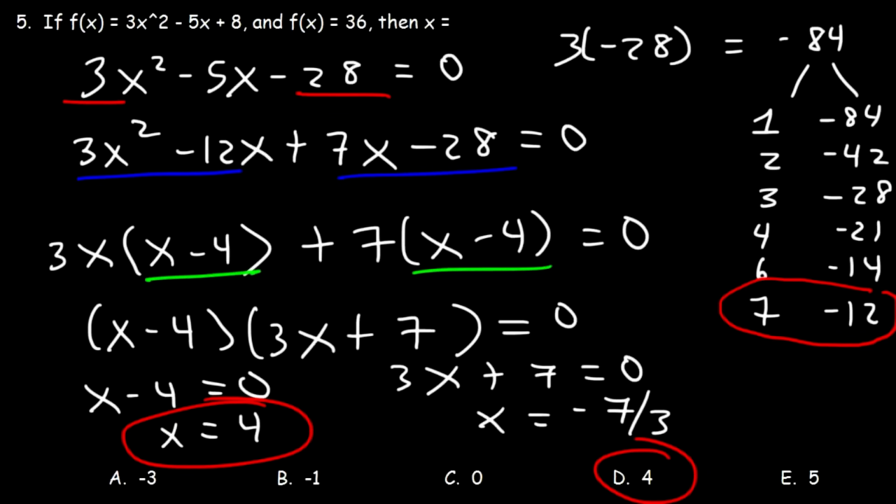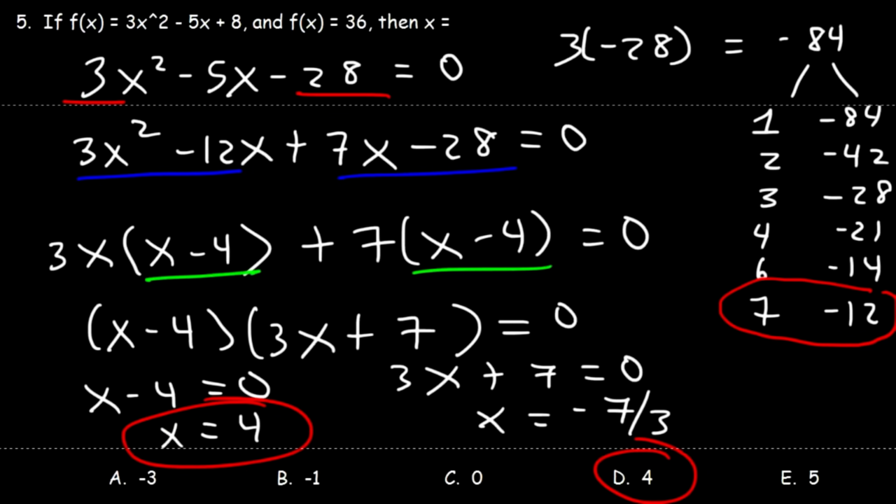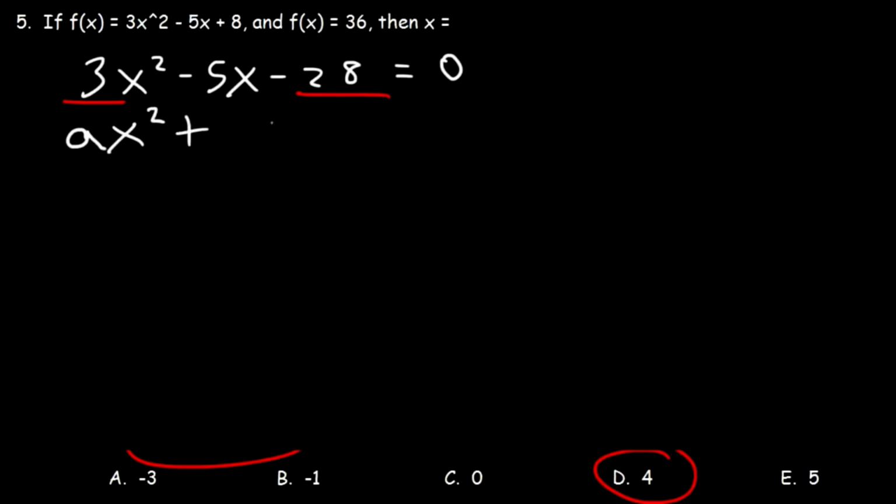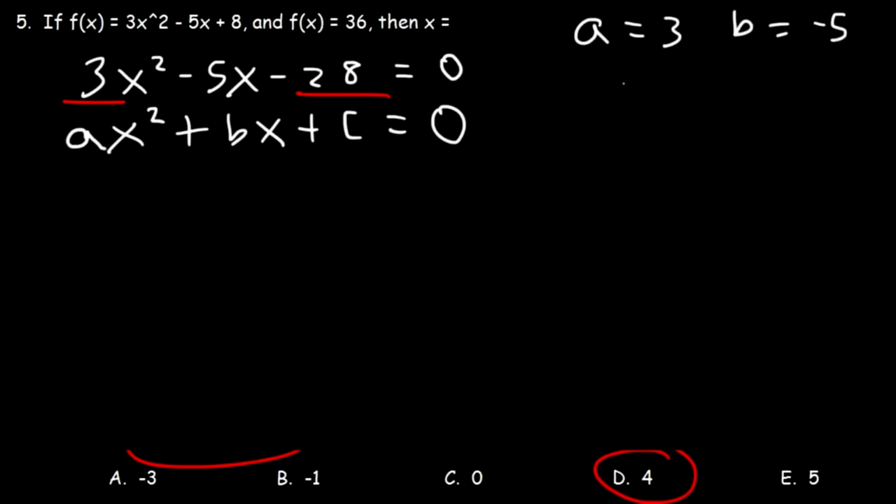Now let's get the same answer using the quadratic formula, because if you get to a point where you're not sure how to factor it, you may have to use that formula. So you have to make sure the equation is in the form ax squared plus bx plus c. So we can see that a is equal to 3, b is equal to negative 5, and c is negative 28.